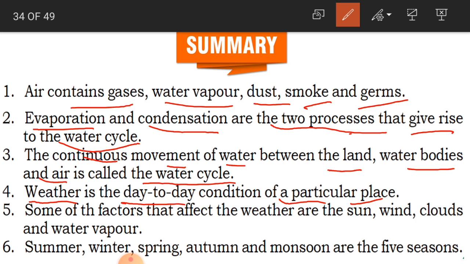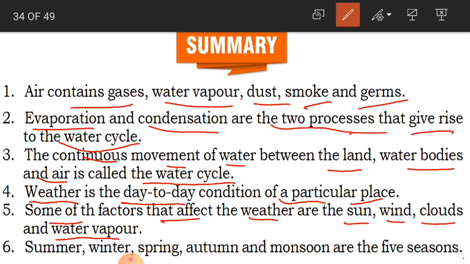So weather keeps on changing from place to place, day to day and time to time. Okay children. And some of the factors that affect the weather are the sun, wind, clouds and water vapor. By which factors is the weather going to change? By the change in the sun. In the sense it is not literally the sun, it is the heat produced by the sun.